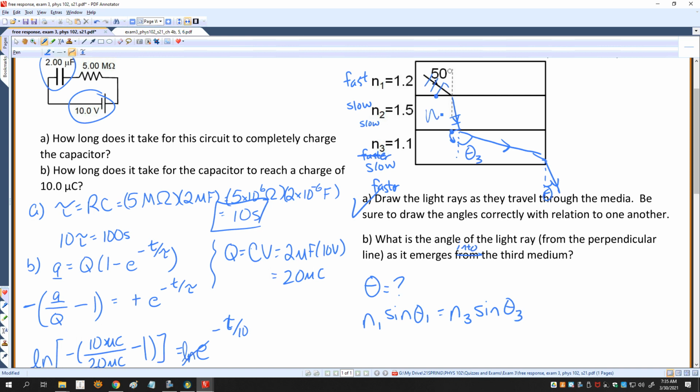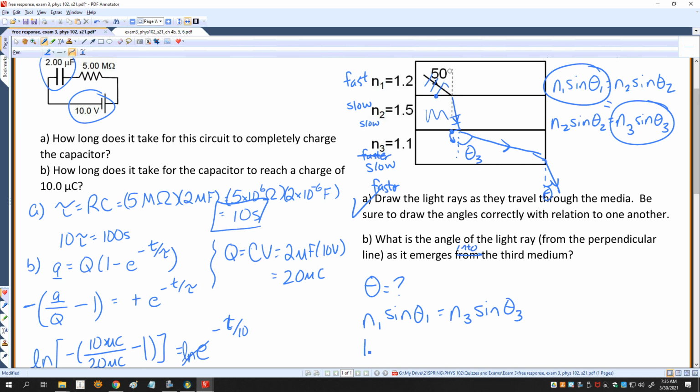Remember, I can get rid of this second medium, and it works out like this mathematically. I know that N1 sine theta 1 is equal to N2 sine theta 2. And I also know that N2 sine theta 2 is equal to N3 sine theta 3. So these media are linked in this way. And because N1 sine theta 1 is equal to N2 sine theta 2, and N2 sine theta 2 is equal to N3 sine theta 3, then I can say that those two are equal.